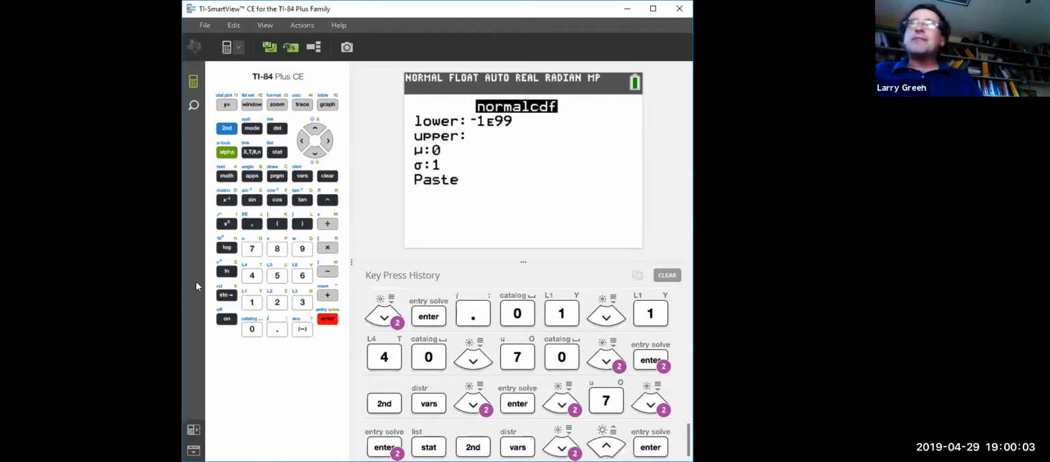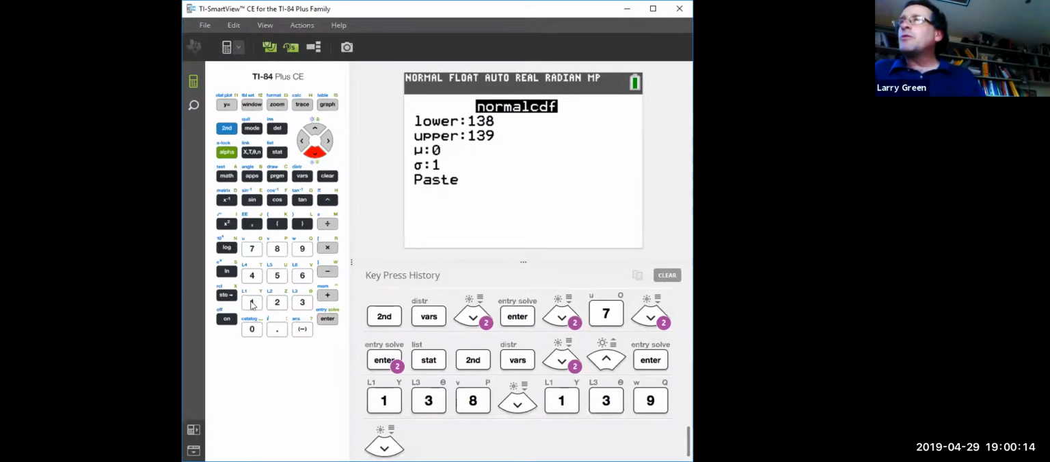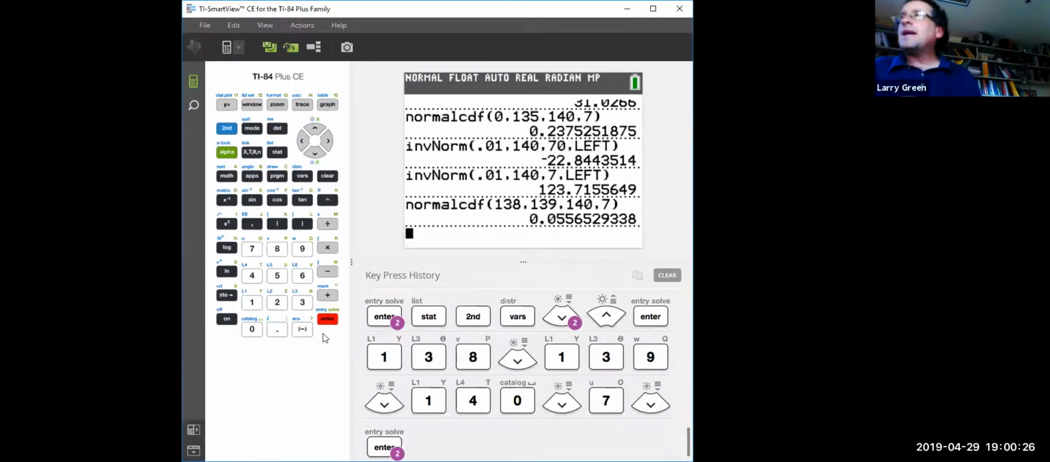If I want between 138 and 139, I go 138 for the lower, the upper was 139. Mu was 140. And sigma was 7. And I paste it and hit enter. And it's about 0.056 or so.